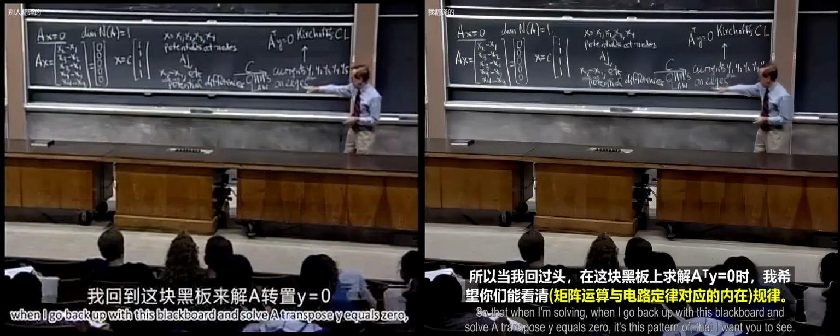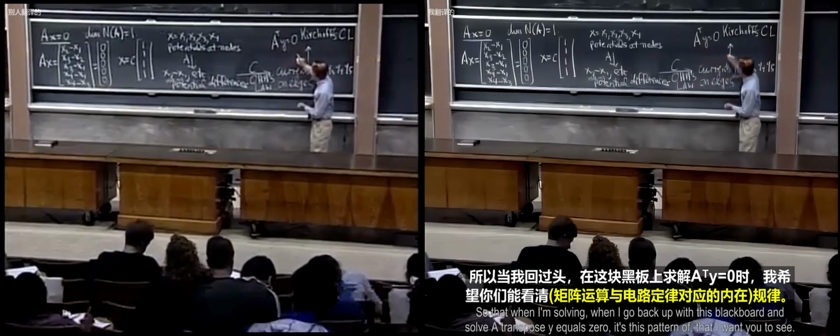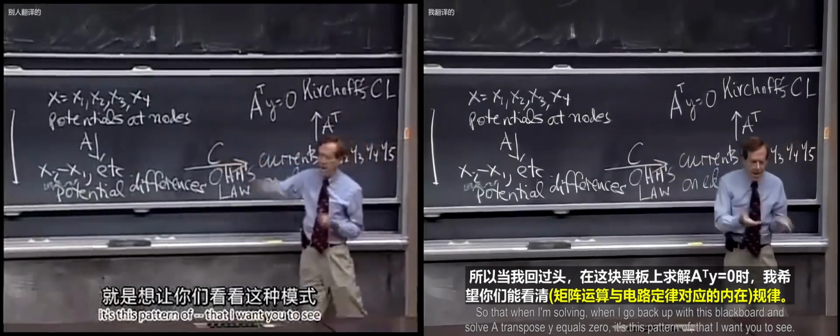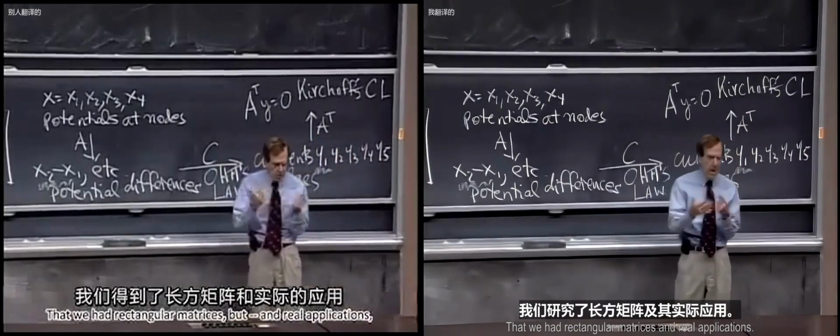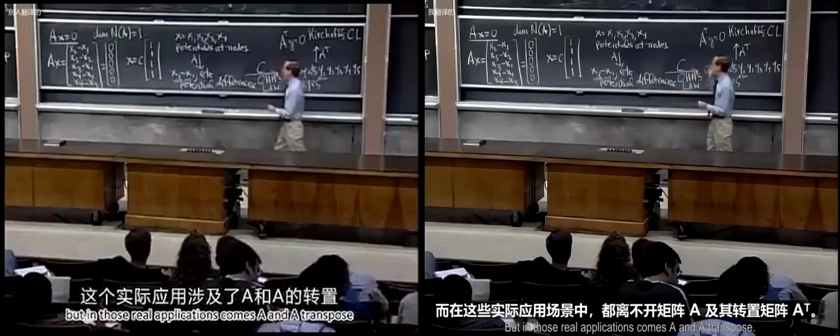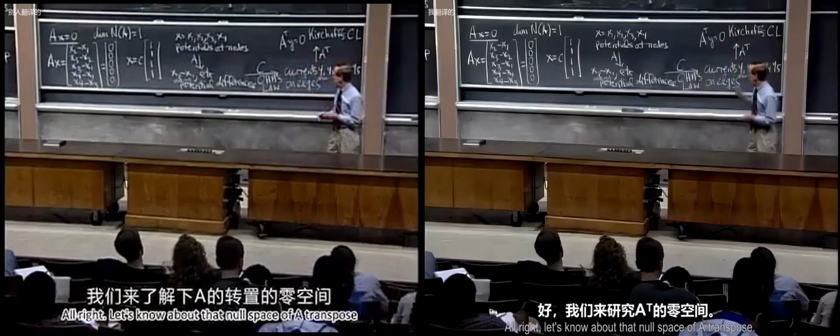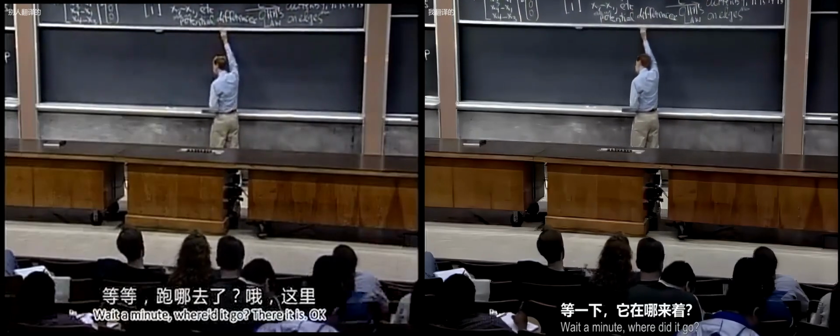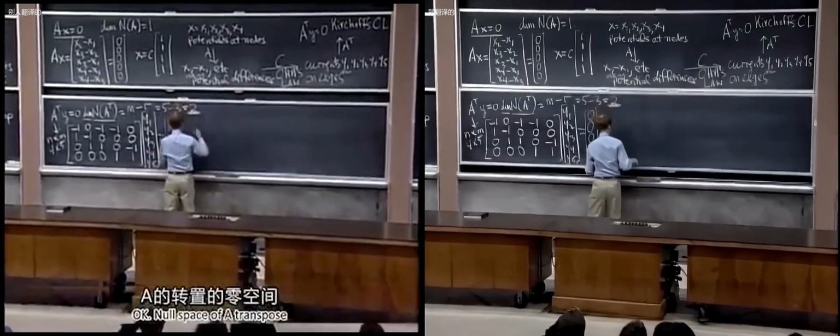So when I go back up to this blackboard and solve A transpose y equals 0, it's this pattern that I want you to see. We had rectangular matrices and real applications. But in those real applications comes A and A transpose. So our 4 subspaces are exactly the right things to know about. All right, let's know about that null space of A transpose. Wait a minute, where did it go? Here it is. Okay.